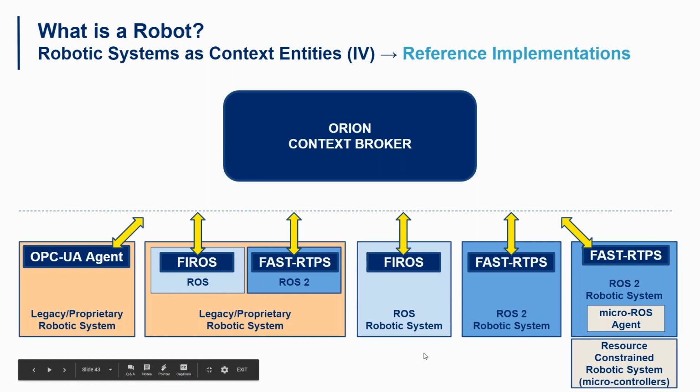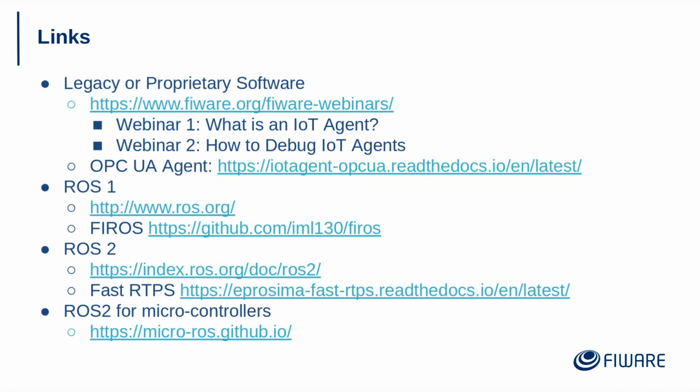In the last aspect, if you are dealing with a resource-constrained robotic system, which is based on microcontrollers, you can approach it by using the contributions of micro-ROS, which connects resource-constrained devices with ROS 2 architectures and exposes them to the Orion context broker. Here you have the links.